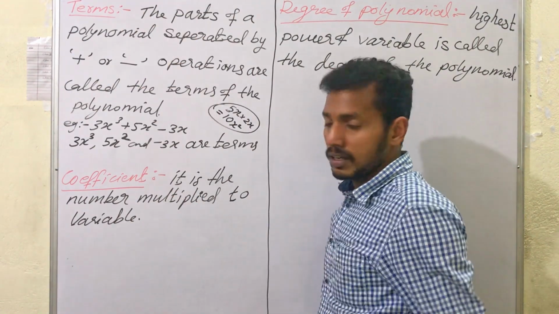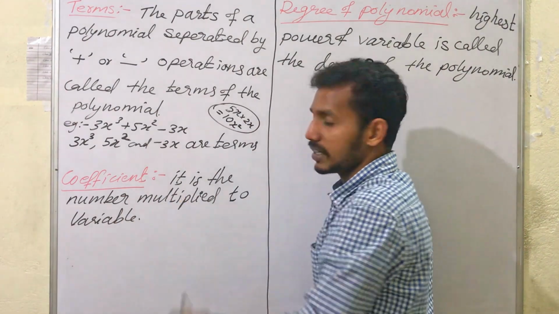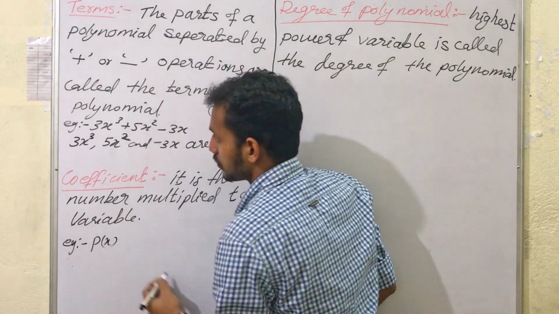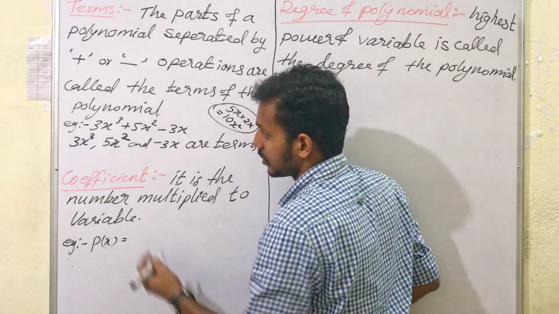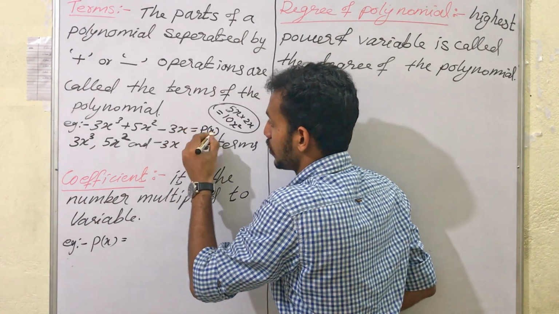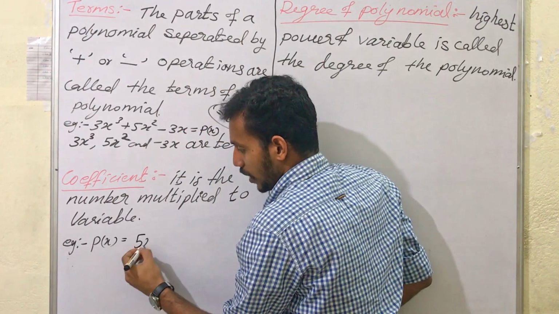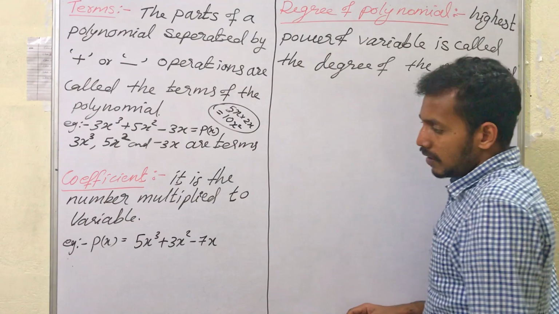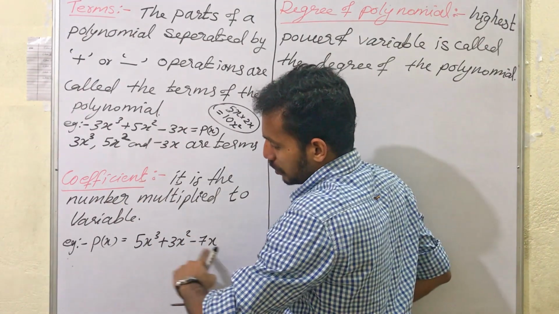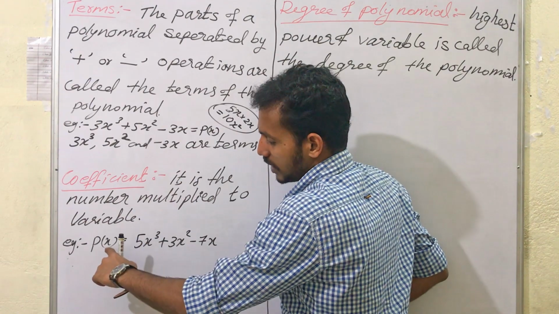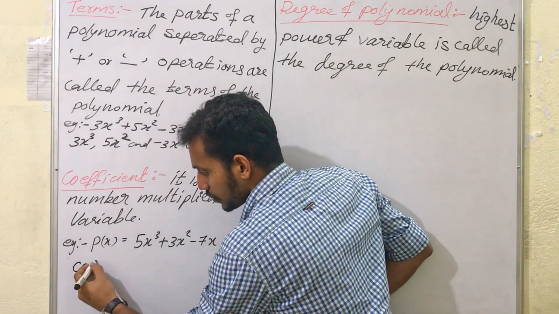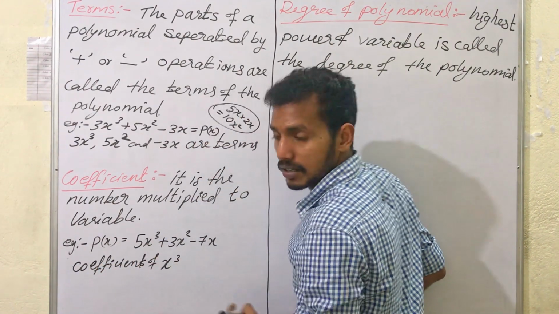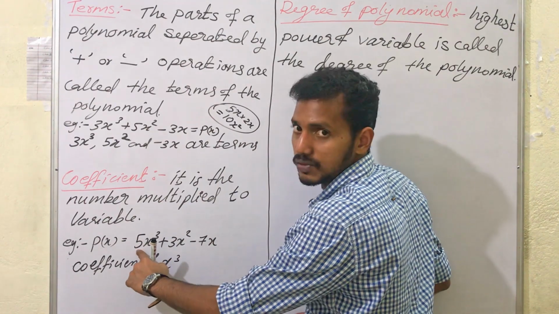Then what is coefficient? It is the number multiplied to the variable. For example, we can write p of x is equal to 5x cube plus 3x square minus 7x. We are considering this as a polynomial p of x because it is a polynomial in one variable x. So the coefficient of x cube is, what is the number multiplied to the x cube? That is 5.